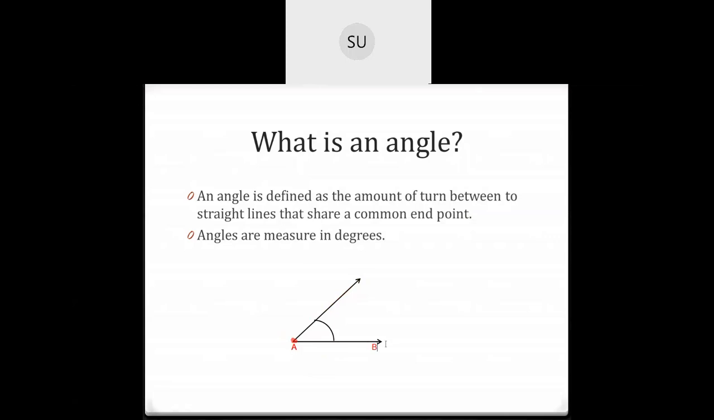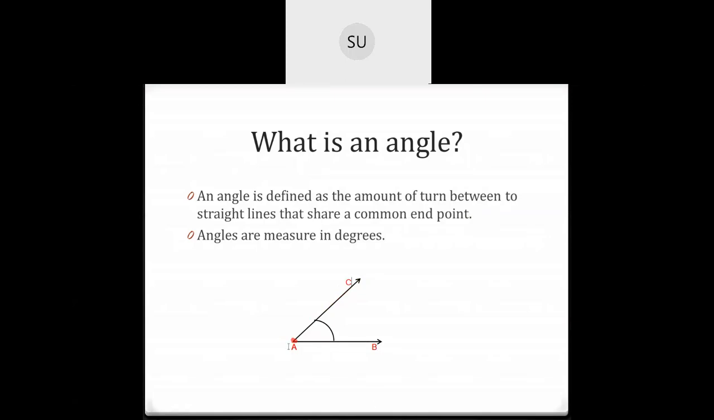Okay, now if this line is turning and stops over here, we'll name the new position here as C. Okay, so this is known as ray AC. So we have two rays here now, AB and AC. Okay, how much this ray AB turns is known as the amount of turn. Okay, it is known as the amount of turn, which will be the angle.